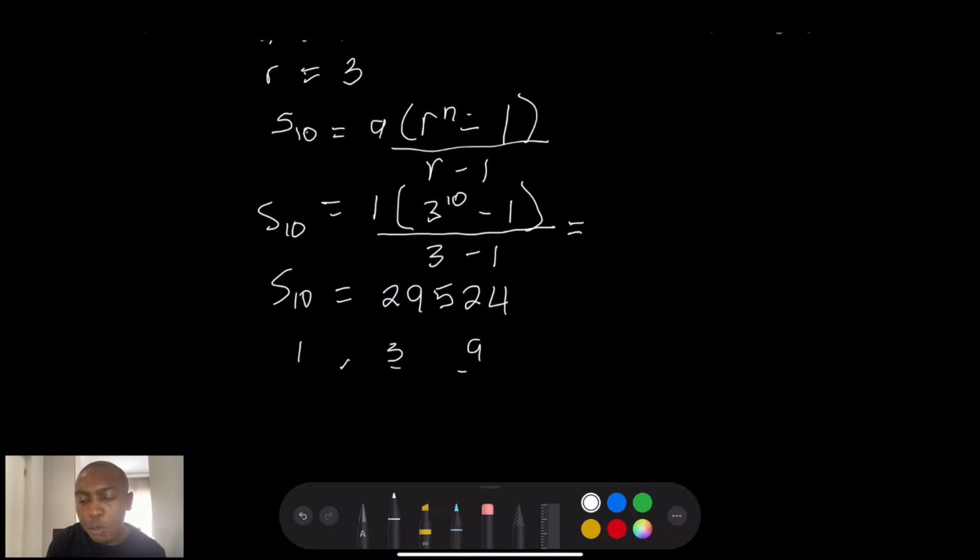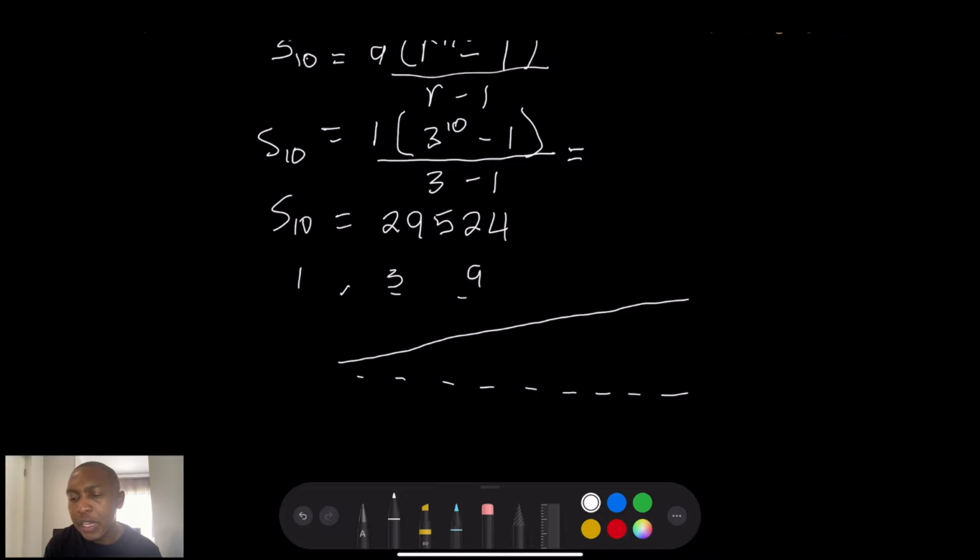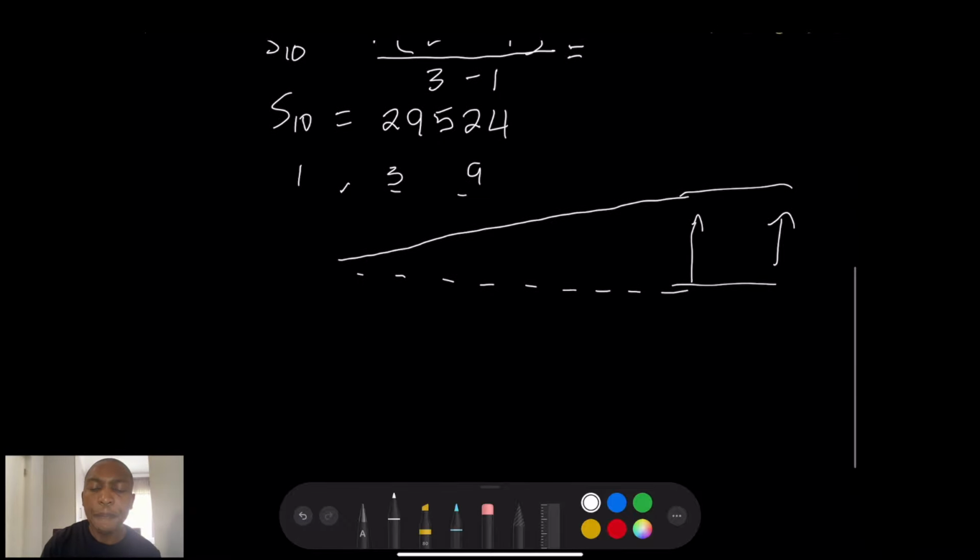But what it also means is that in this sequence, if I were to kind of draw it, you can imagine that the progression, the further you go towards infinity, right, the numbers simply keep surging up, okay? Keep going up. So we say it's a divergent sequence, right?